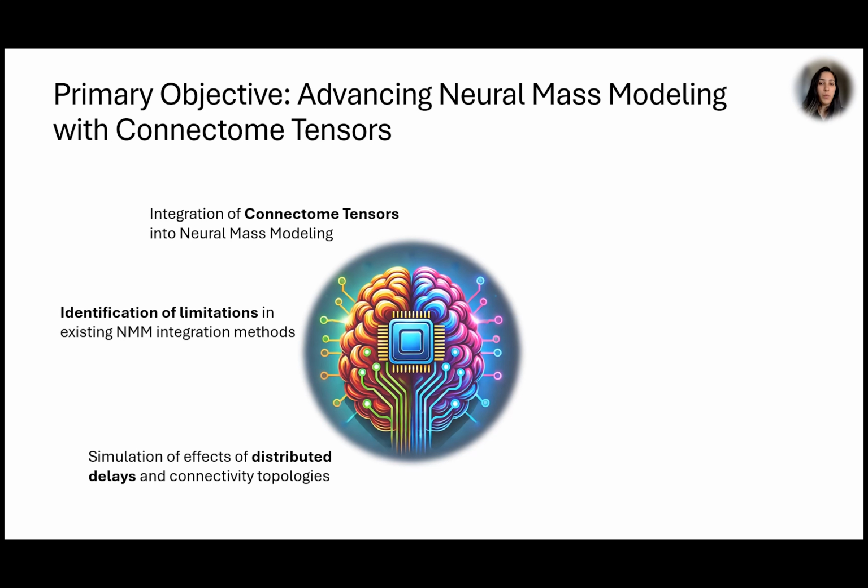Simulate and demonstrate the impact of distributed delays and various connectivity topologies within neural mass models, providing a comprehensive understanding of their influence on model behavior. Extend the Jansen and Rit neural mass model to incorporate a broader perspective with 1,000 cortical columns to enrich the understanding of neural dynamics at a larger network level.